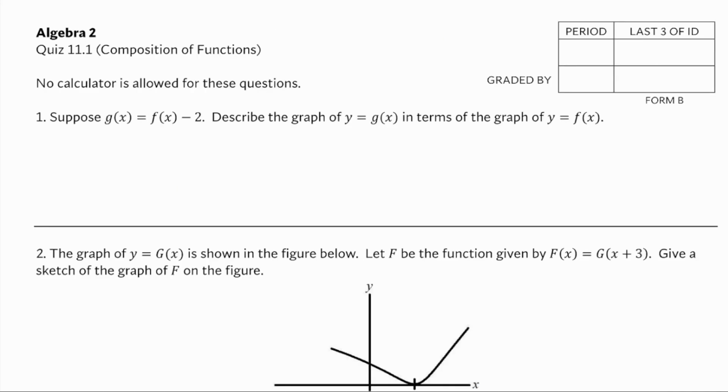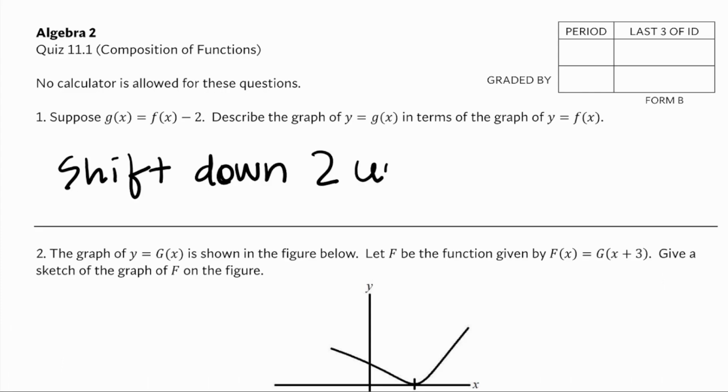Okay, Form B. So g of x equals f of x minus 2 on the outside. We're going to describe the graph of g of x in terms of the graph of f of x. If we're subtracting or adding, that corresponds to a shift of the graph. If we're doing that on the outside, that's going to be a vertical shift. So I'm going to just say shift down, because we're subtracting 2, shift down 2 units.